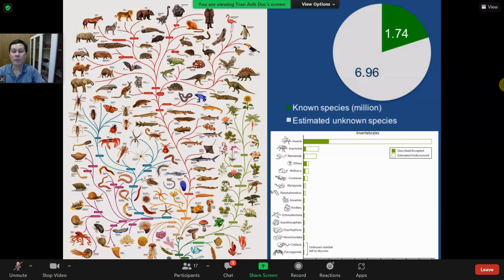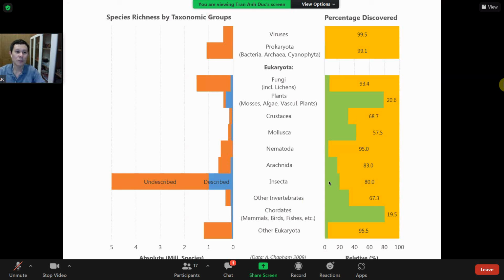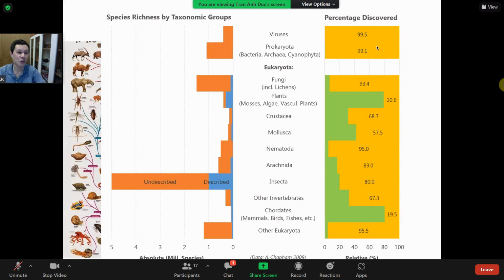When we break down to groups, we realize that we know very little about insects, and scientists estimate that there are a lot more species of insects out there that we still have not identified or recorded. We can see the different sections of life here. We do not know much about viruses, and that's why we have the problem with COVID-19. We know less than 1% about viruses, less than 1% about bacteria. It looks very scary, isn't it? The yellow part here is the part that we do not know.